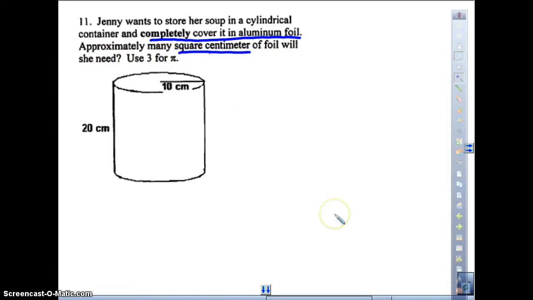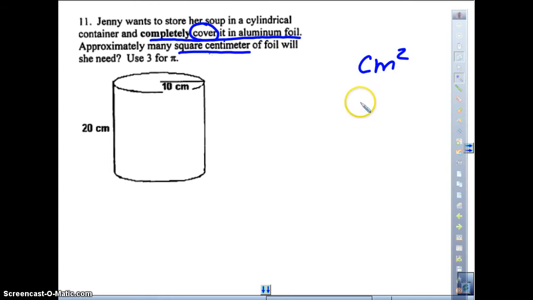What are they asking me to calculate? Volume or surface area? How do you know it's surface area? For one thing, I see this word cover. If they were wanting volume, it would say how much did it take to fill it up or how much would it hold, but covering's on the outside. And then it also says square centimeters. Square centimeters is a measure of area, so I know they want us to calculate surface area.